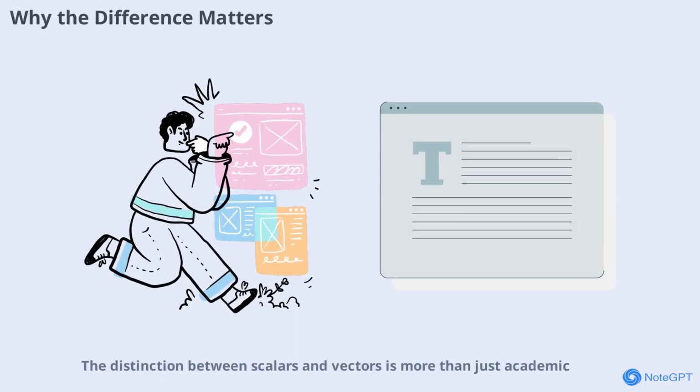The distinction between scalars and vectors is more than just academic. It affects how we solve problems, interpret results, and design experiments. For example, when calculating the total distance traveled, you use scalars, but if you want to know the shortest path from start to finish, you need vectors. This difference is crucial in fields like engineering, navigation, and physics.